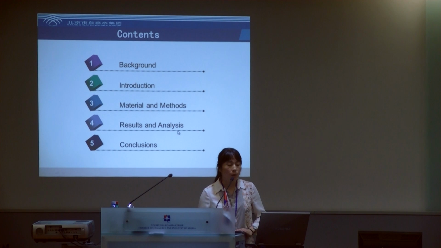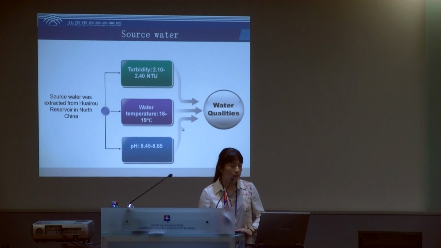And then the materials and methods. The source water in our research was extracted from Huairou Reservoir in North China. And the turbidity is about 2 NTU, water temperature is between 16 and 19 centigrade, and pH is about 8.5.